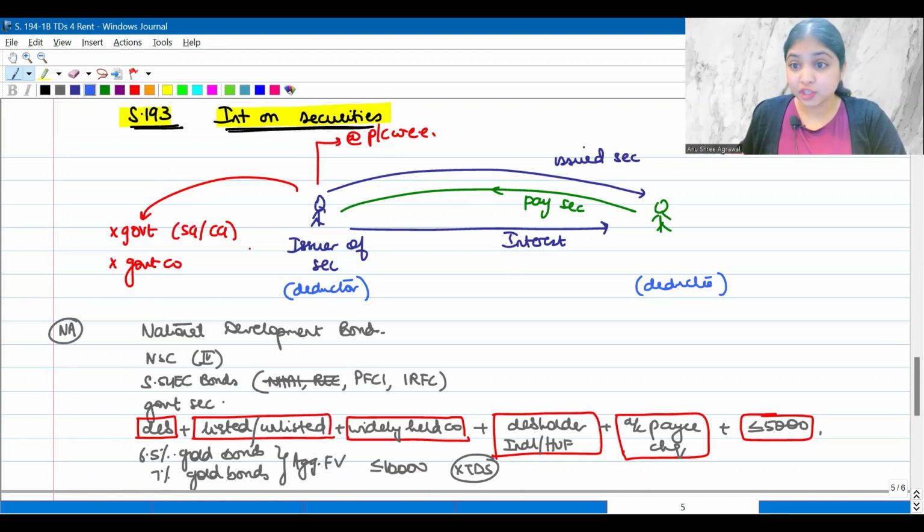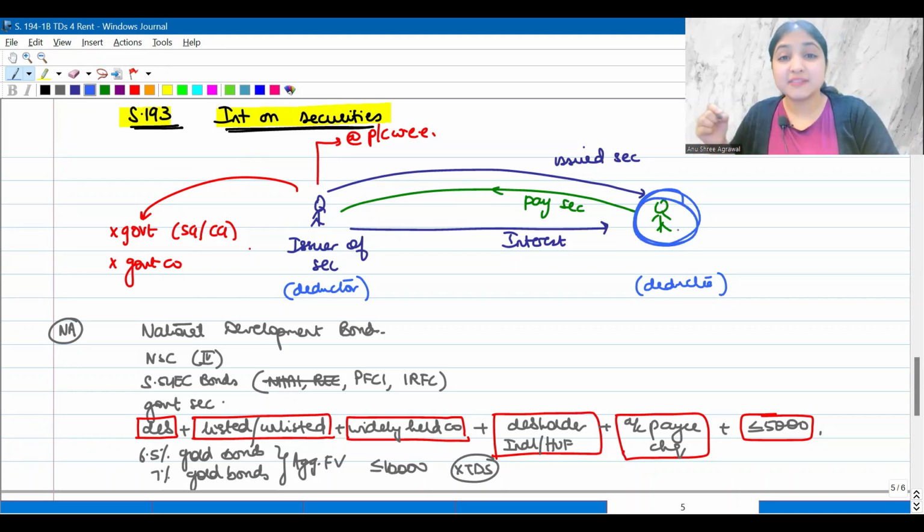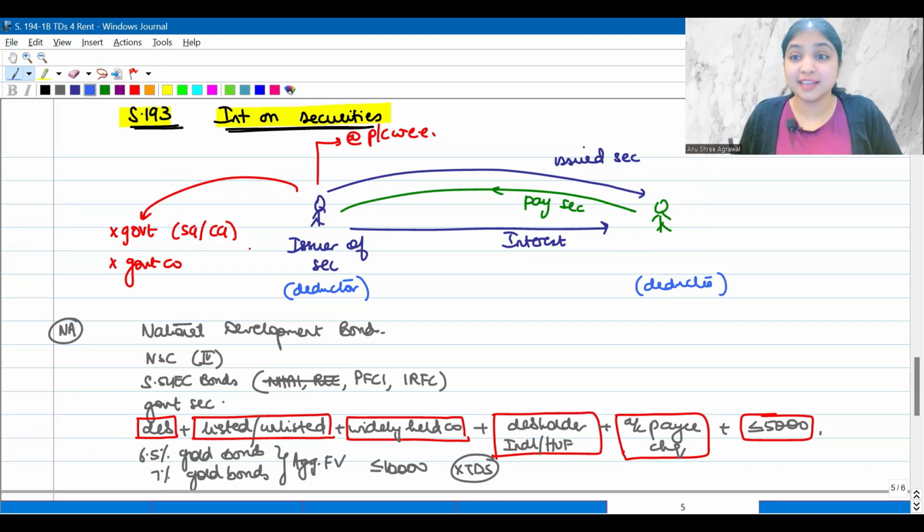If the securities are debentures, listed or unlisted, belonging to a widely held company, held by an individual or a HUF, and interest is paid by account payee cheque within 5,000 rupees, if all these conditions are fulfilled, then section 193 TDS on interest on securities will not even apply. If the securities are 6.5% gold bonds or 7% gold bonds, and the aggregate face value held by this person is within 10,000, then also section 193 TDS will not apply. Simple, guys. They are all independent situations. If any of these situations are applicable, then section 193 TDS will not apply.